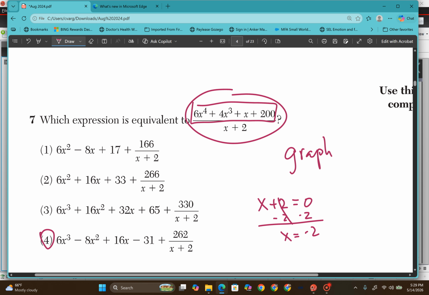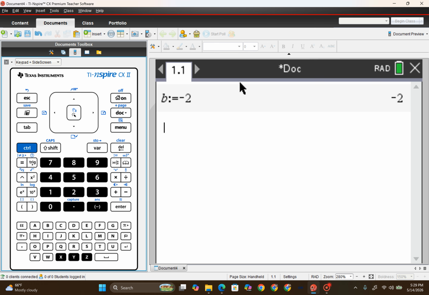So 6x to the 4th. Then this is plus 4x to the 3rd. And then plus x. I'm using the wrong variable. I should be using b. And do you see how it changes into bold? That means that it knows that I'm using b as negative 2. All right, plus b and then plus 200. And when I hit enter, I get 262.